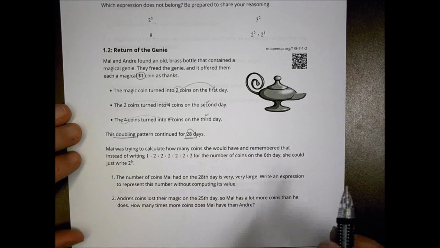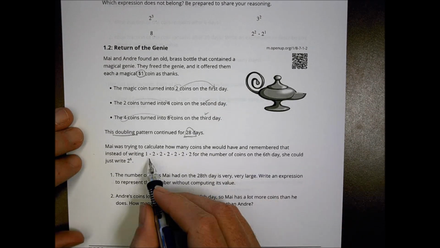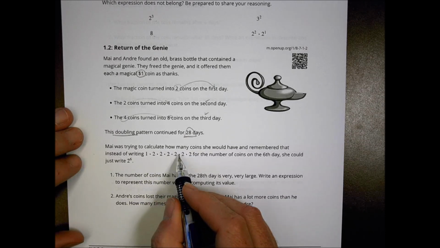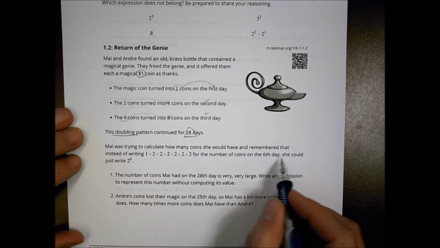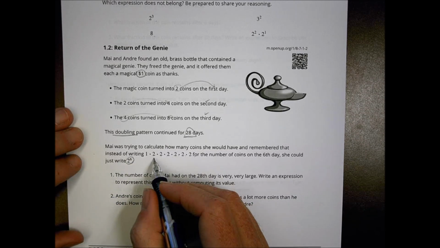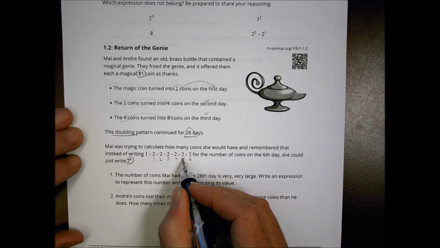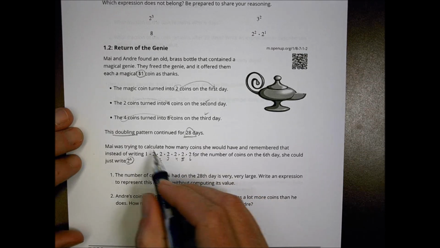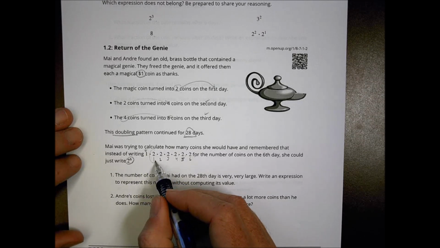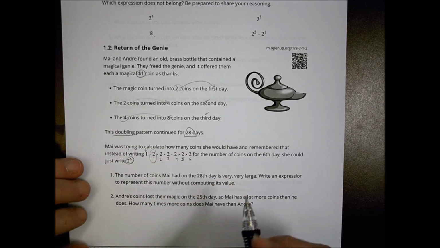Wow, that's pretty cool. May was trying to calculate how many coins she would have, and remembered that instead of writing 1 times 2 times 2 times 2 times 2 times 2 times 2 for the number of coins in 6 days, she could just write 2 to the 6th power. Notice here that we have how many 2's? 1, 2, 3, 4, 5, 6, right? So it's important to keep that in mind. You started with 1, but the day you begin counting, you doubled it. That's the first day there, okay? So it's 2 to the 6th power.